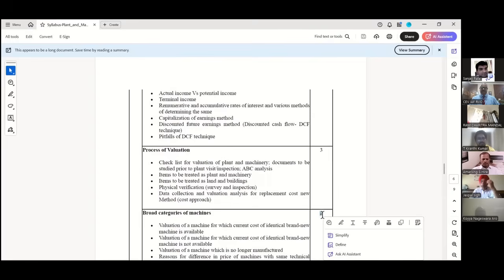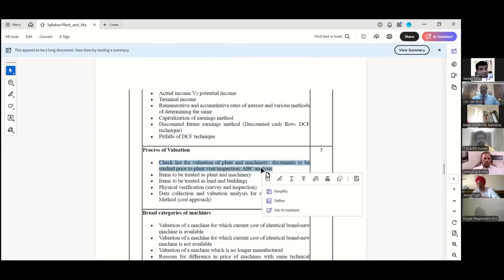Okay, just like, check the list for the valuation of plant and machinery, documents to be required prior to the inspection, and ABC analysis. Checklist for valuation of plant and machinery. आप अपने client से what you will demand from your client कि I am looking for this document for the valuation process. बताइए.